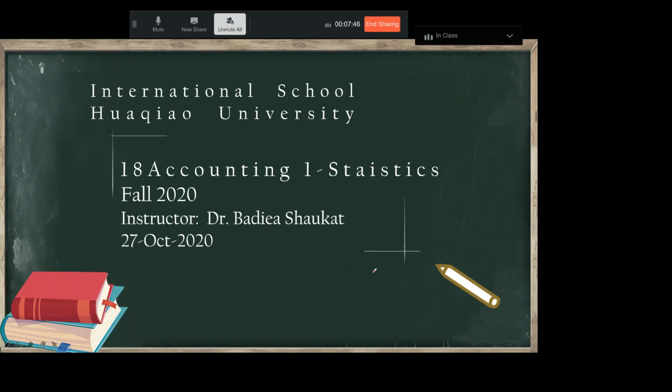Now you can see the screen as well, right? And you already have this PDF. So we will continue our discrete probability distribution.